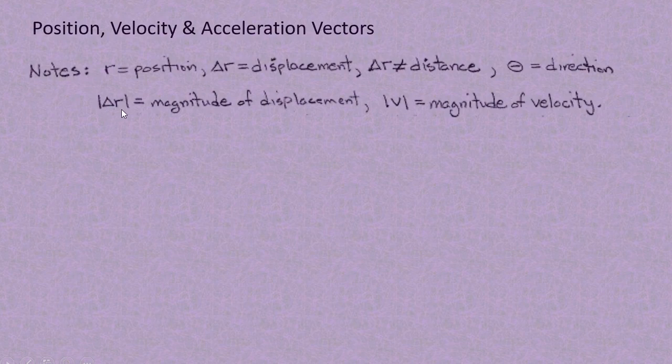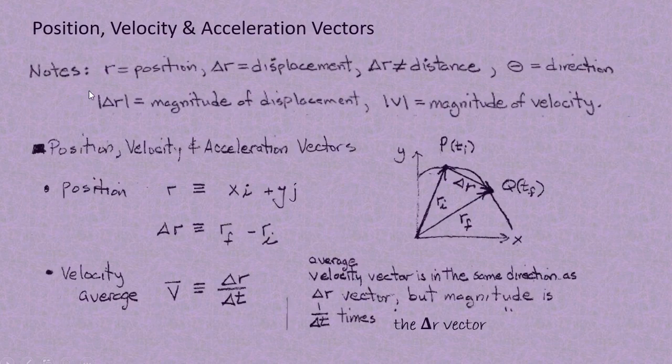The absolute value of delta r is the magnitude of the displacement vector, and the absolute value of v is the magnitude of the two-dimensional velocity. Let's take a look at our position, velocity, and acceleration vectors. And here we have an object where its path is plotted on an XY graph. Initially the object is moving vertically upward and horizontally to the right, and then it starts to move downward while it still continues to move horizontally to the right.